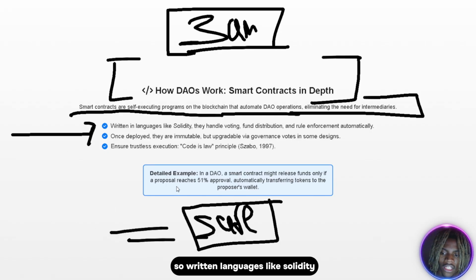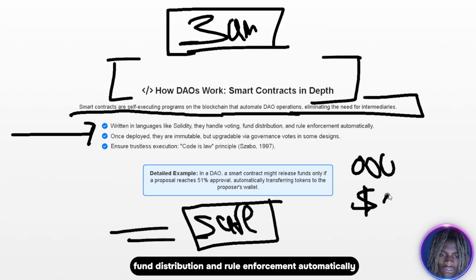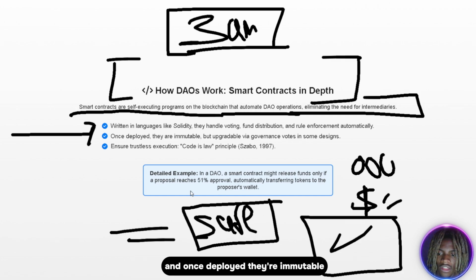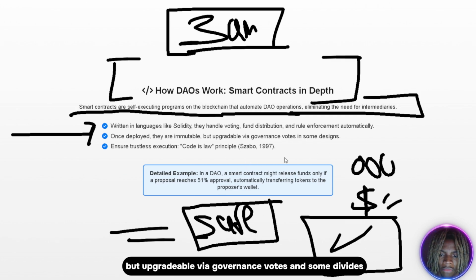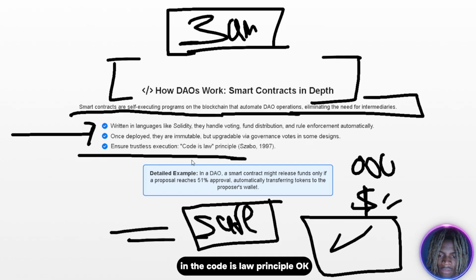So written languages like Solidity handle voting, fund distribution, and rule enforcement automatically. Once deployed, they're immutable, but upgradable via governance votes in some domains. And they ensure trustless execution. Code is law principle, okay?